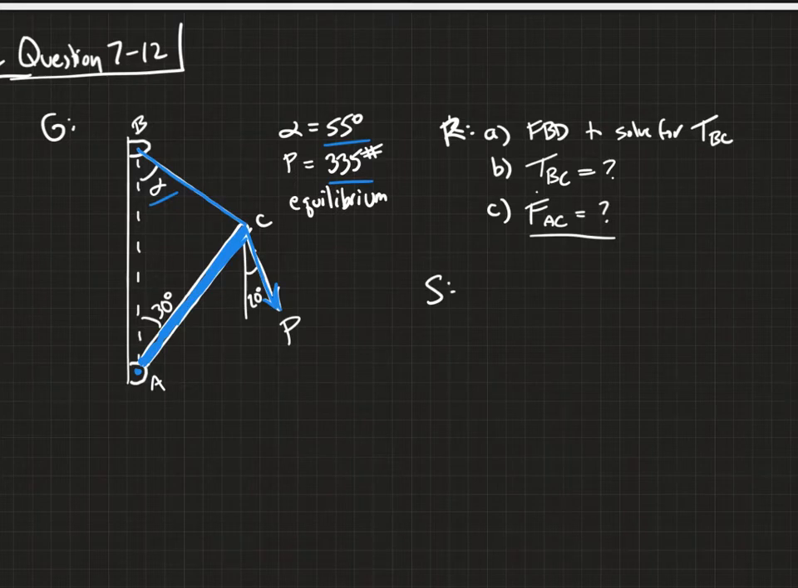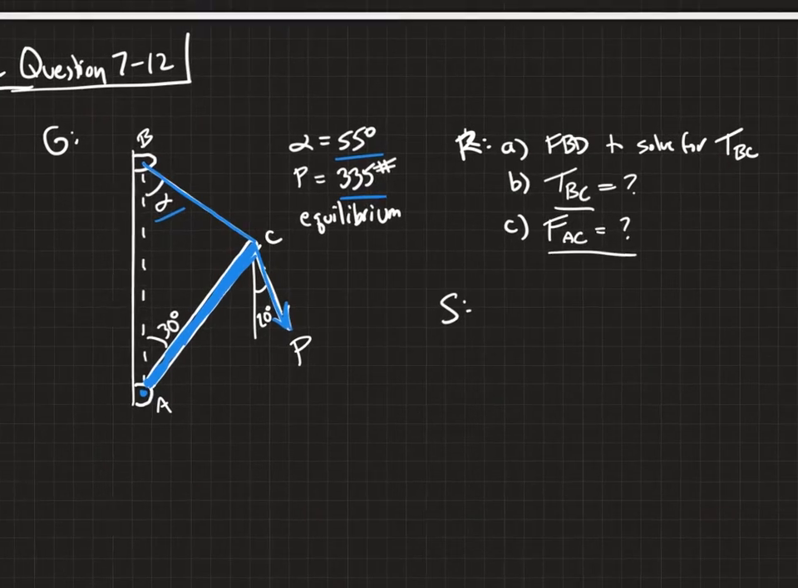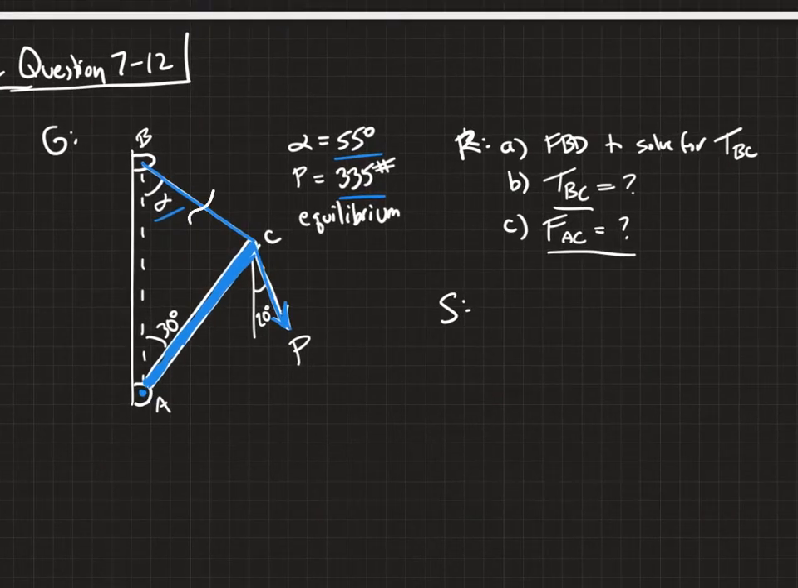So if we want TBC, that tells us that the tension in this cable from B to C, that means essentially I'm going to have to cut this cable like right here. Somewhere along the cable I'm going to have to cut it, because that's the only way that that force is going to be external to the system.